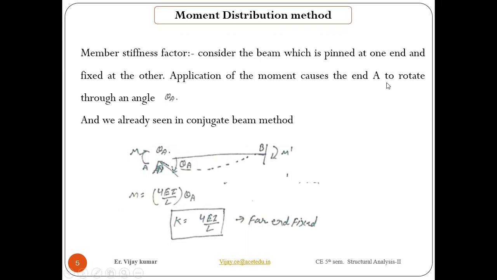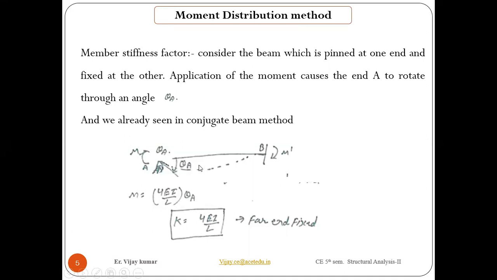Application of the moment causes the end A to rotate through an angle theta A. As I just explained to you, M tries to rotate my beam by angle theta A. And we already saw this in the conjugate beam method. I hope everybody remembers how we get that. If there is a fixed propped cantilever beam, in that case, what is the value? If you are not aware of it, please note it down as homework. You need to find the value of the moment, or you can say what is the value of theta A, because theta A is 0 for a fixed support, which does not allow rotation, but there is a theta happening.